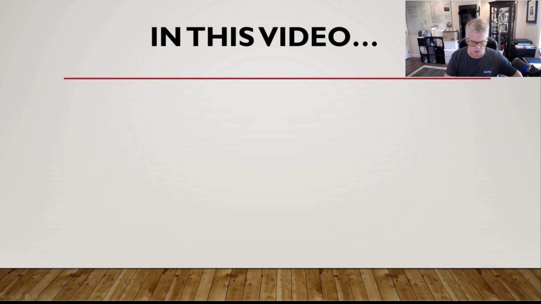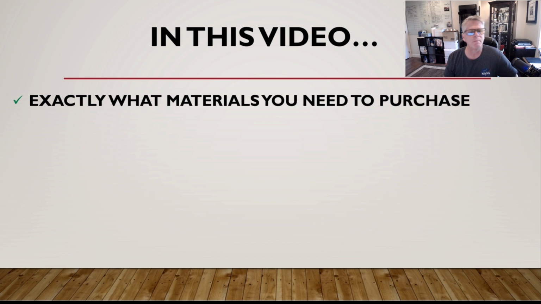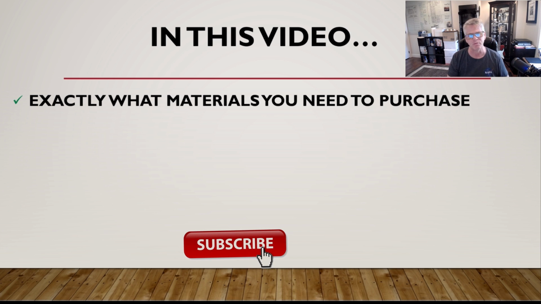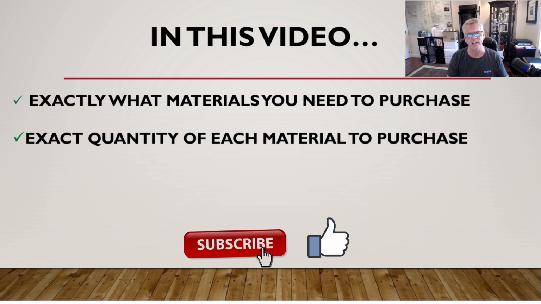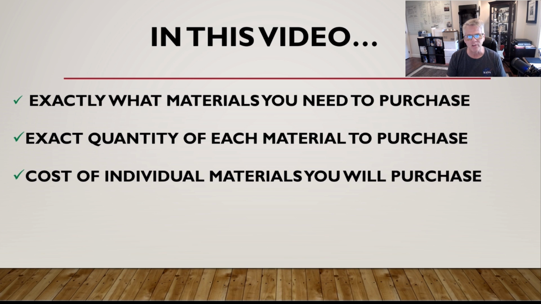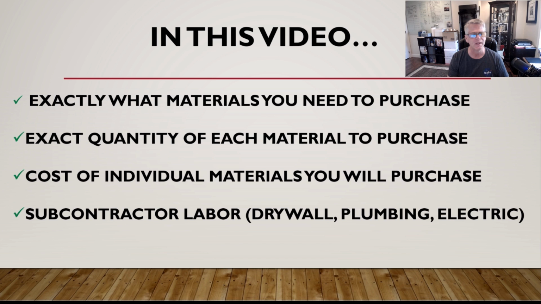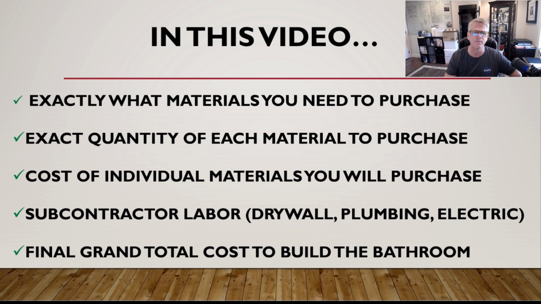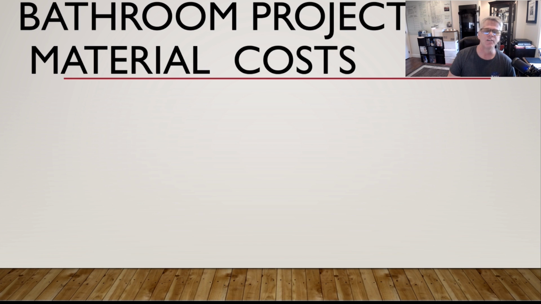So in this video, I'm going to be talking about the exact materials. I'm going to be showing you every single one of the materials that I use that you're going to need to purchase to build this bathroom, the exact quantity of each material, the cost of each individual material, and then the subcontractor labor. If you want to sub any of this out, I'm going to talk about the drywall, plumbing, and the electric labor. And then at the end of the video, I'm going to give you the grand total to build this bathroom. All right, so we're going to talk about the different categories of materials first.